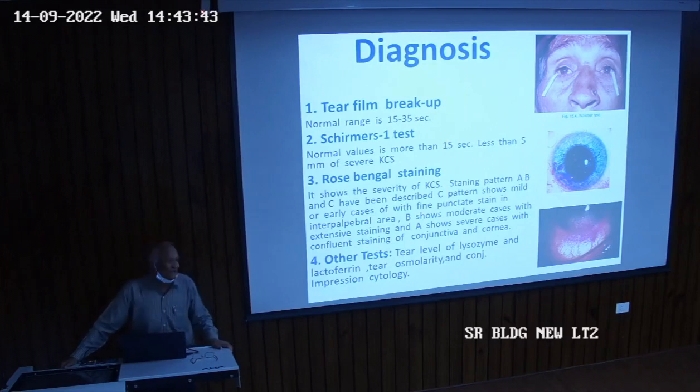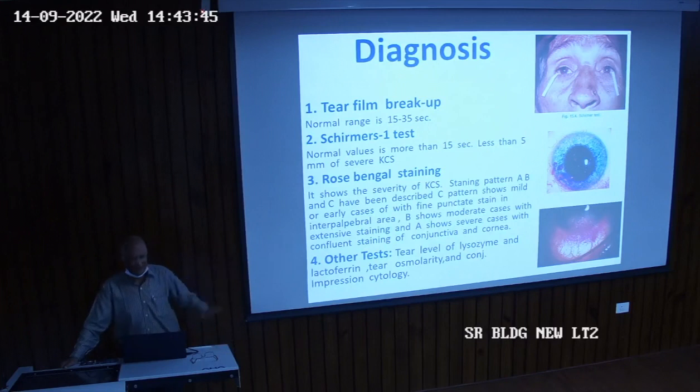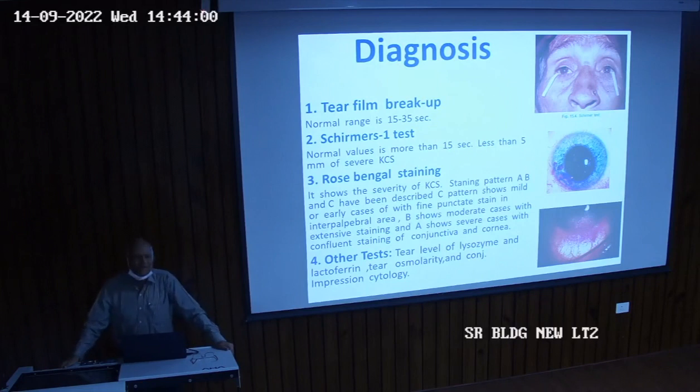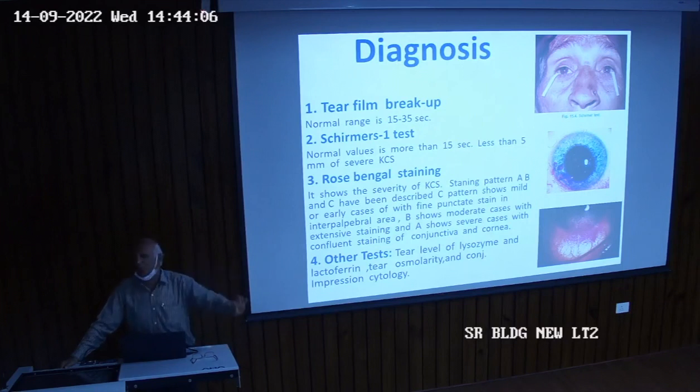Rose Bengal test. Rose Bengal is very irritating. There is an ABC grading. C is only punctate keratitis in the conjunctiva. B is more in the interpalpebral part, and A is more corneal involvement, the severe part. The conjunctiva and the cornea undergo degeneration, so that we can stain them in the Rose Bengal test. So A, B, C is the grading. A is the highest degree, B is in between, and C is the lowest.